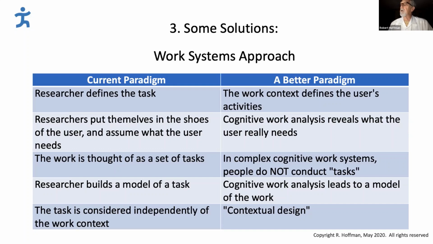A better paradigm on the right-hand side. The work context defines the user's activity. So what kinds of things do users want to know? What kinds of things do users want to search? Cognitive work analysis reveals what the users really need. And I don't know that cognitive work analysis is being used much in your knowledge graph area, but it might come in handy. Very important thing to keep in mind: in complex cognitive work systems, people do not conduct tasks. This would be a lecture all by itself, and we don't have time for that.